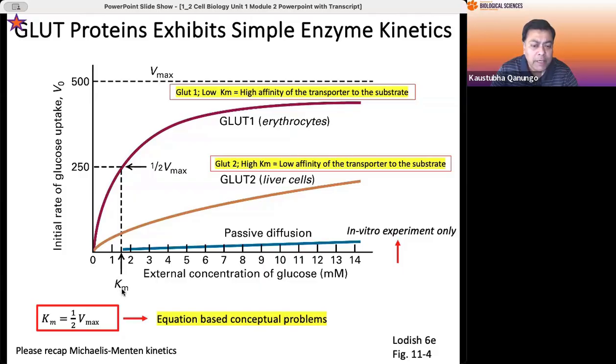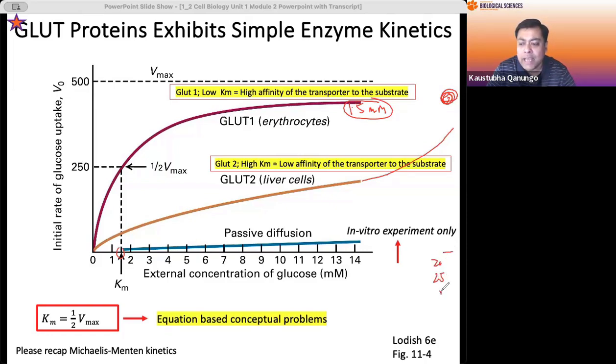So if we just calculate the Km, it's in between 1 and 2. Approximately, if we calculate that, it will be about 1.5 millimolar. That's the Km for GLUT1. Whereas for the other one, I don't know where this will go outside, but when this reaches its Vmax, it should be something like 20, 25 millimolar, even beyond that, probably 30 millimolar, outside the scope of the slide.